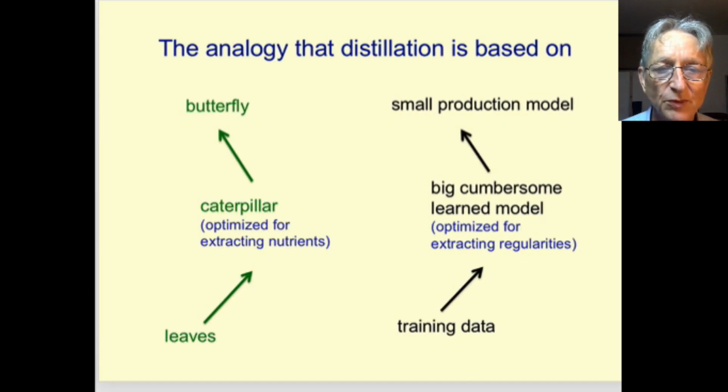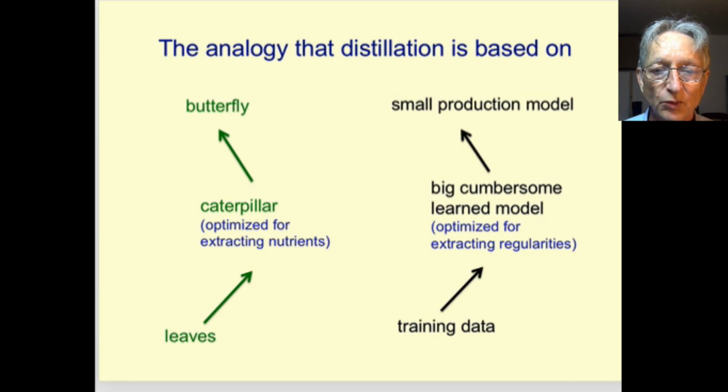But I want to start with the analogy that distillation is based on. If you look at a caterpillar and a butterfly, they look quite different. And that's because the caterpillar is optimized for extracting nutrients from the environment, and the butterfly is optimized for traveling and mating.